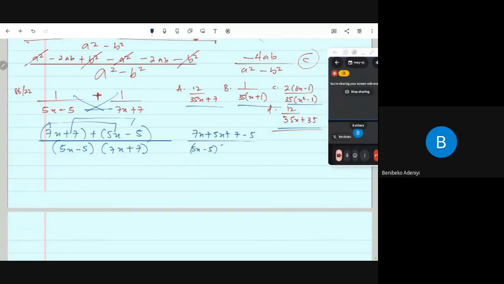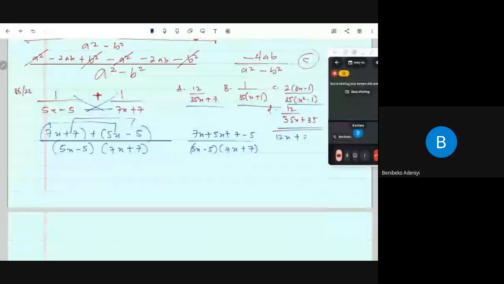I'm thinking that we don't even need to solve the denominator to get the answer. 12x plus 2 all over. You can see I guessed right. We don't need to solve the denominator. You don't need to solve the denominator before you get the answer. I already see that: 7x plus 7. You don't need to solve the denominator. 12x plus 2.